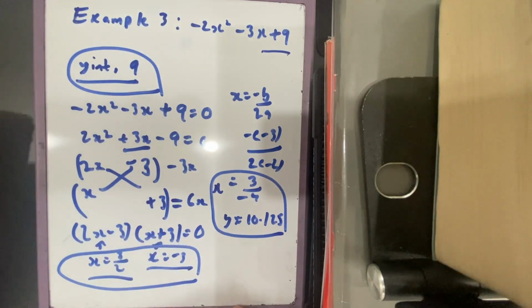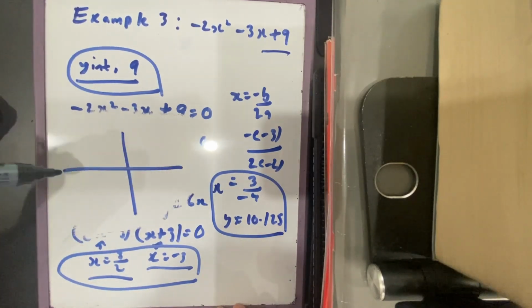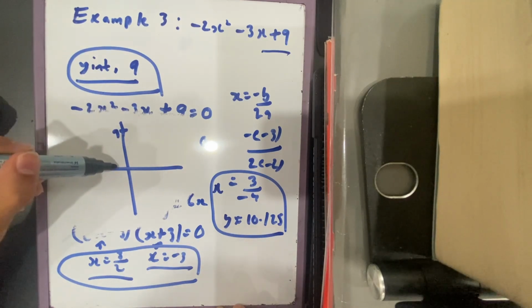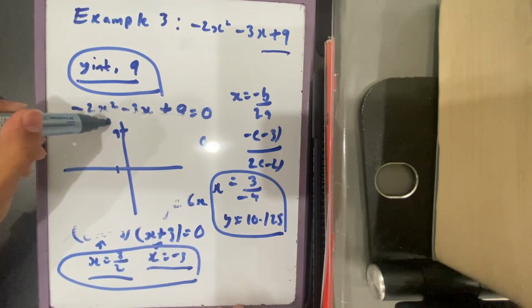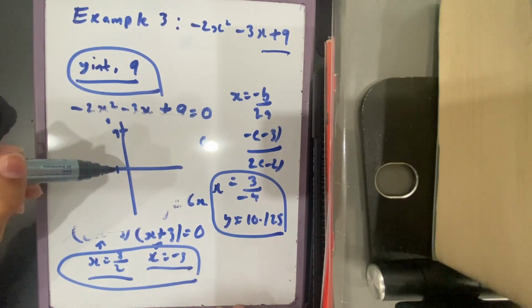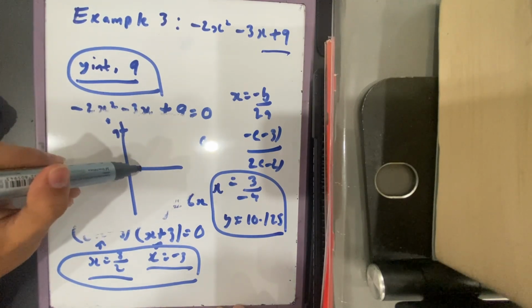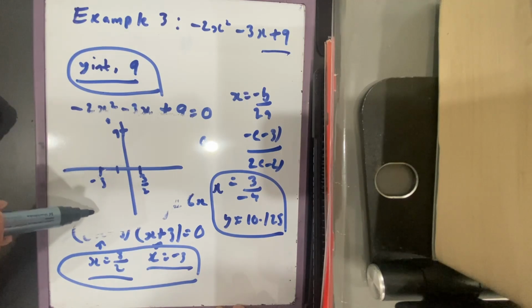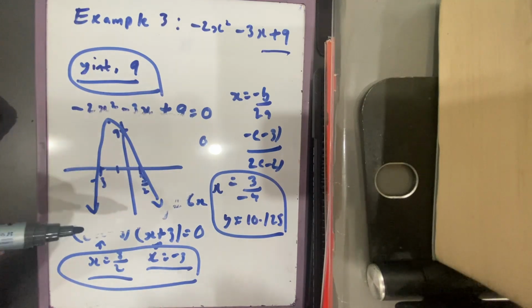So now we can sketch the graph. Y-intercept at 9, vertex at 3 on 4 and 10, so up here. And our x-intercepts are 3 on 2, so around here, and -3. So we'd sketch this. And then this would be our parabola.